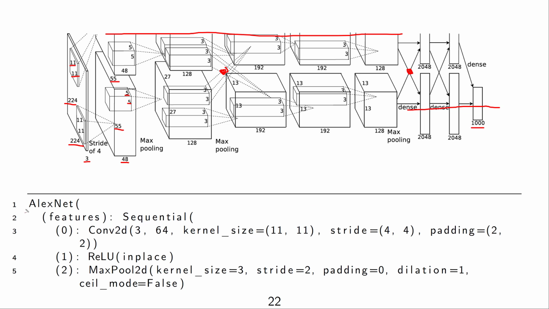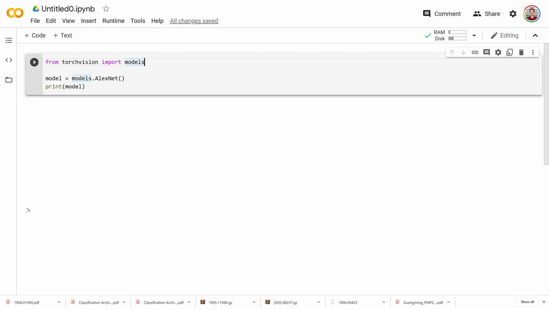At the bottom we see the output of PyTorch. One calls the print out of a loaded AlexNet. Let's look at that in Colab. From torchvision import models, model equals models.alexnet, print model. All right?